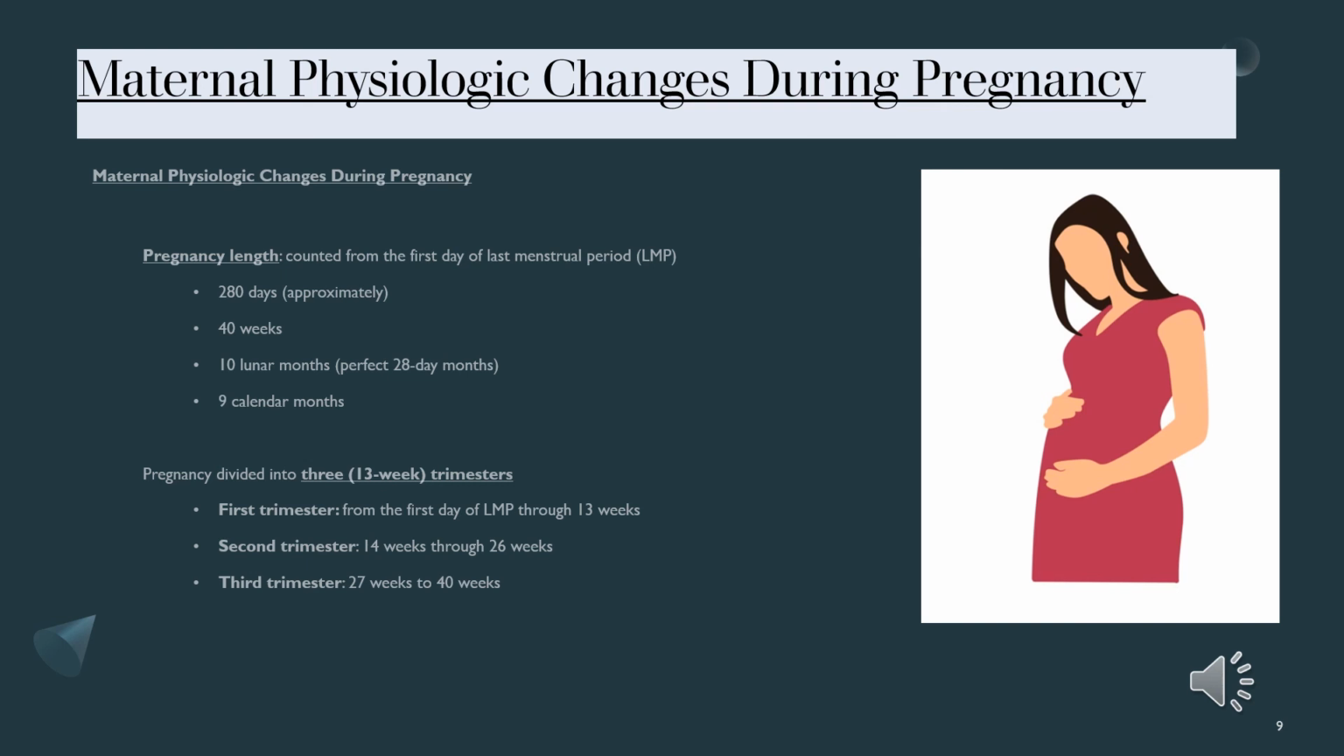Pregnancy is divided into 3 13-week trimesters. So the first trimester is the first day of the last menstrual period through 13 weeks. Second trimester is 14 weeks through 26 weeks. And third trimester is 27 weeks through 40 weeks.